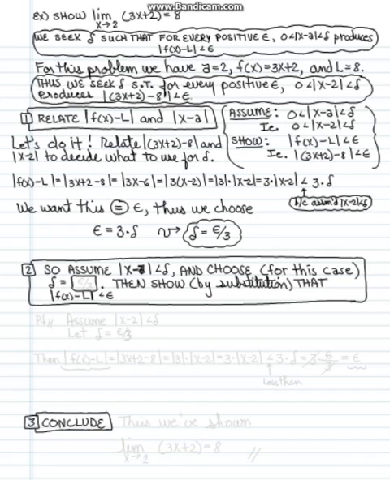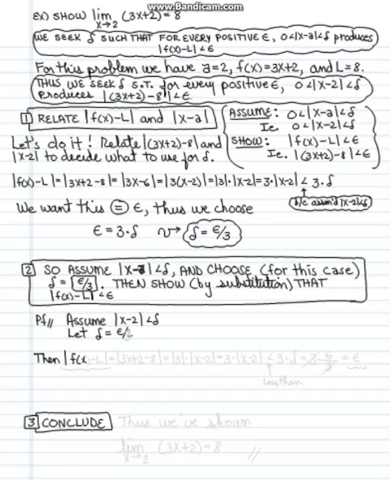We're going to assume that the absolute value of x minus a is less than delta and choose, for this case, delta equals epsilon over 3. That will be good enough for us to show by substitution that the absolute value of f of x minus L is less than epsilon. Okay, so we are assuming the absolute value of x minus 2 is less than delta. We're letting delta equal epsilon over 3. Now let's do our proof.